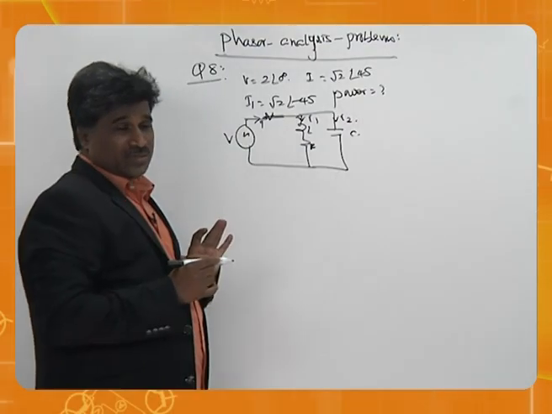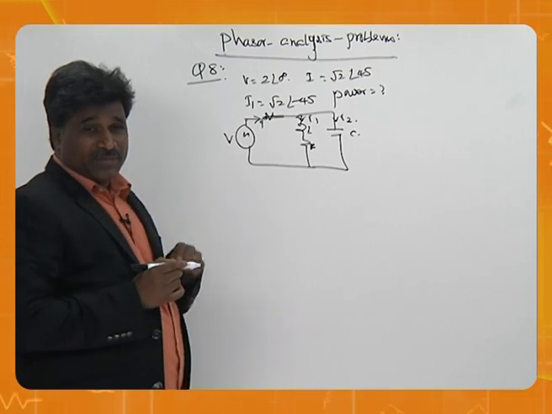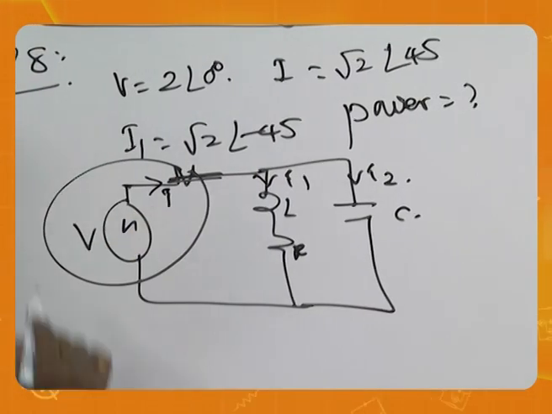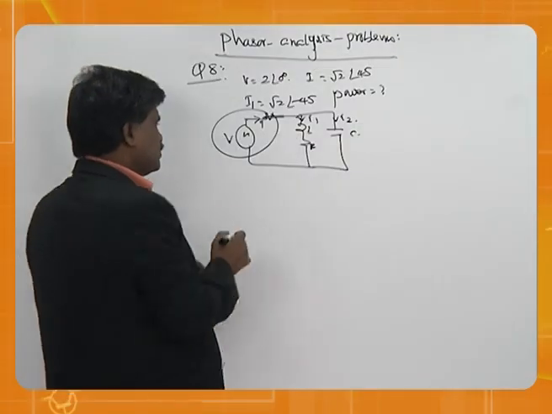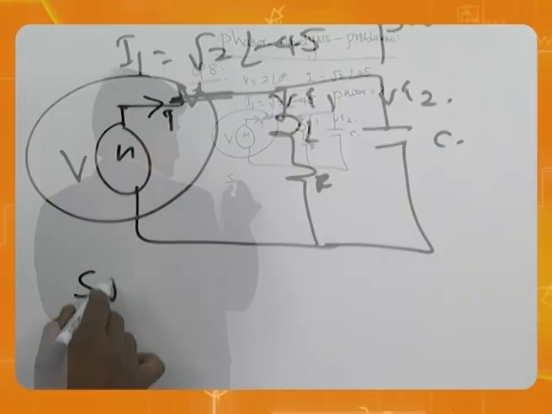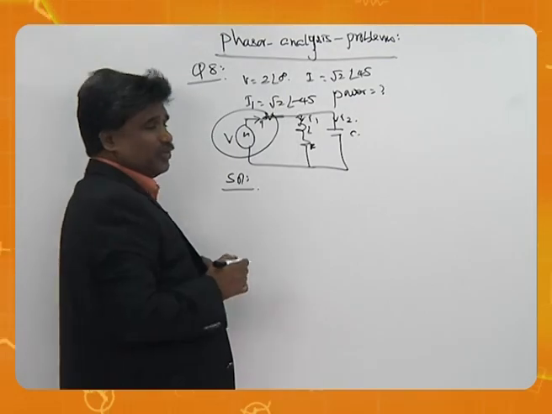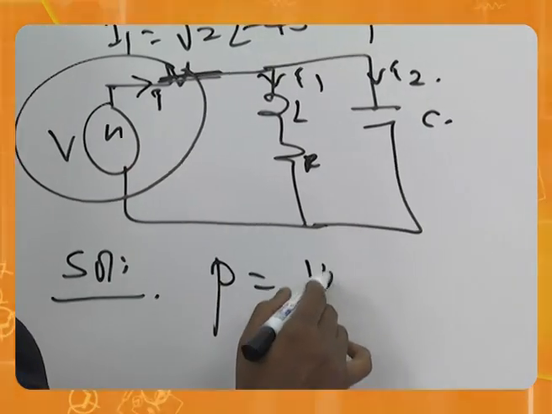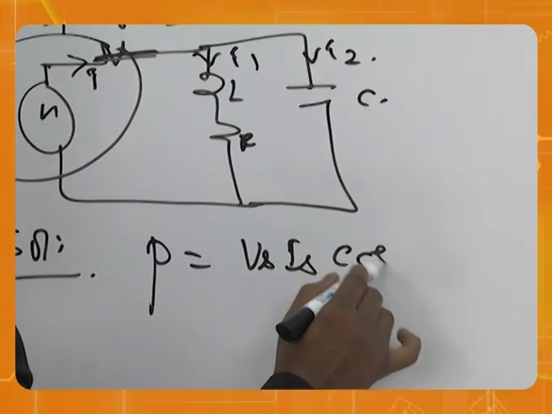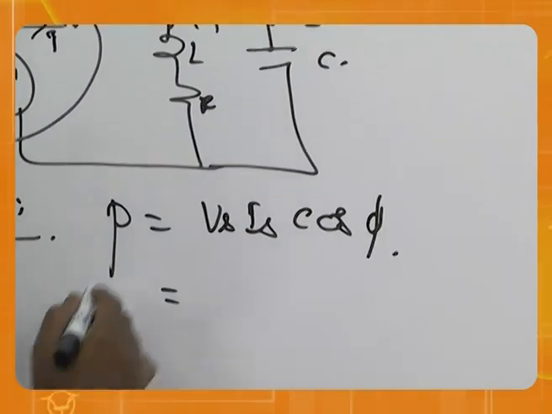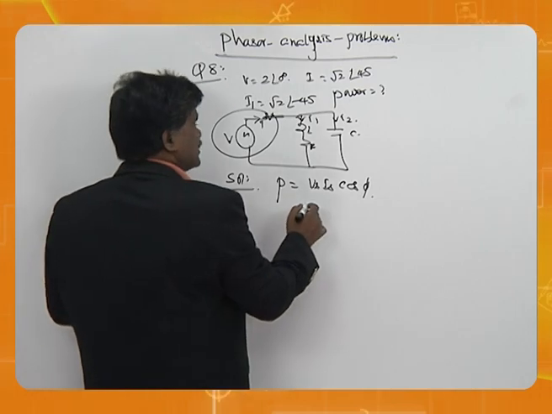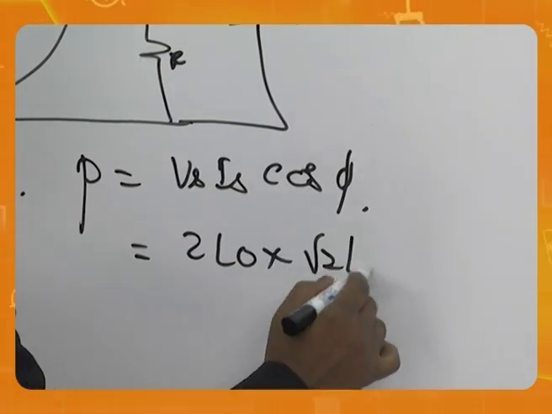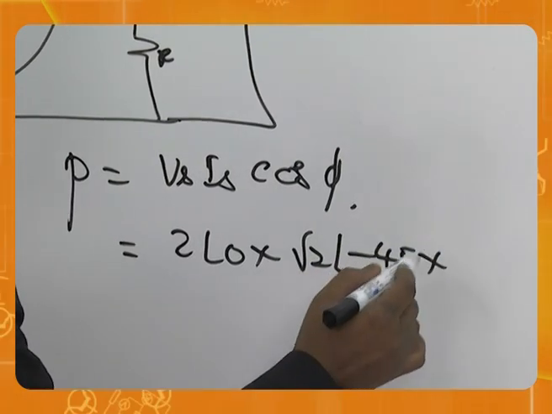Now what is the question? Power dissipated by the source. That means he needs only these two. Let's go to the solution. When you go to the solution, the power is generally given by Vs into Is cos phi. And Vs is 2 angle 0. Is is root 2 angle minus 45.